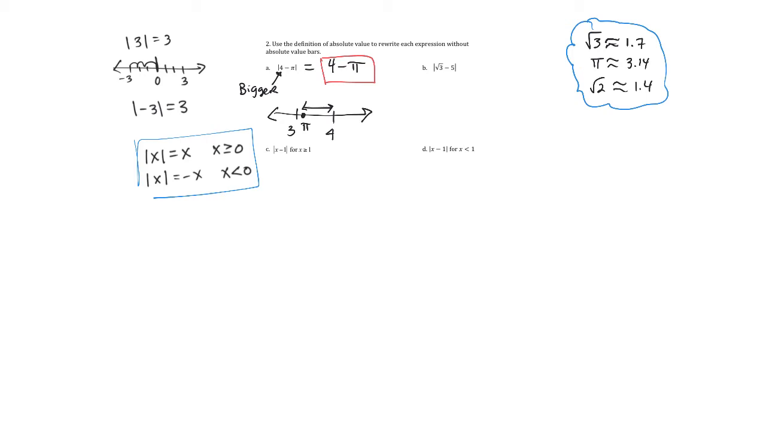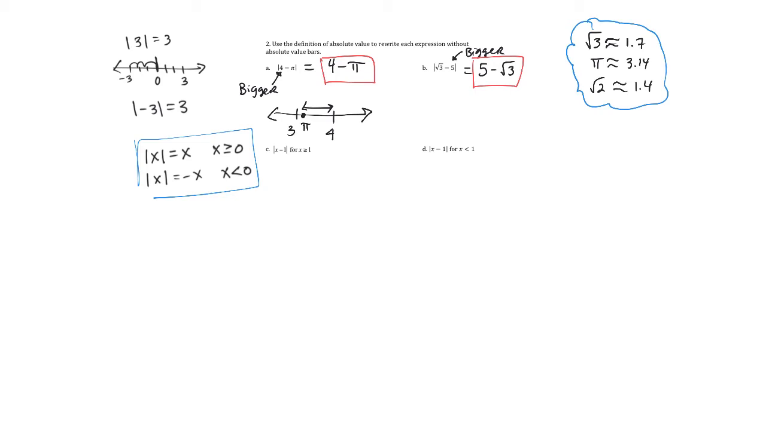So in this one, 5 is definitely bigger. So to get a positive number here, when we look at the distance between those two, that distance is positive, so we need to write the larger number first. There, we got it. 3 minus square root of 3. Perfect.